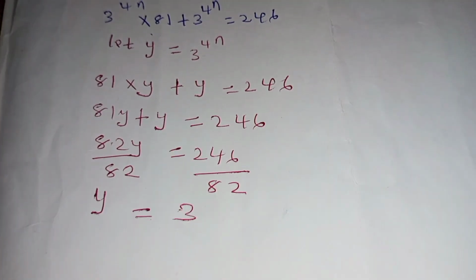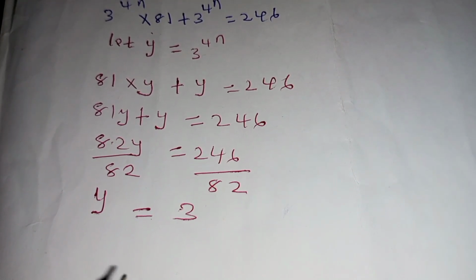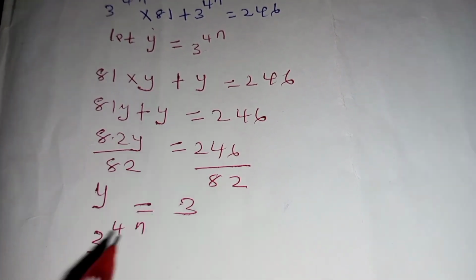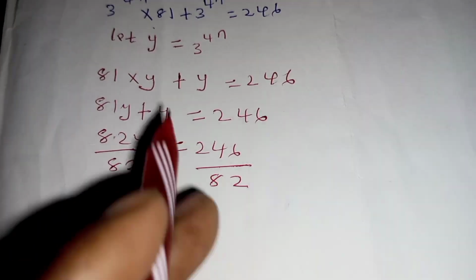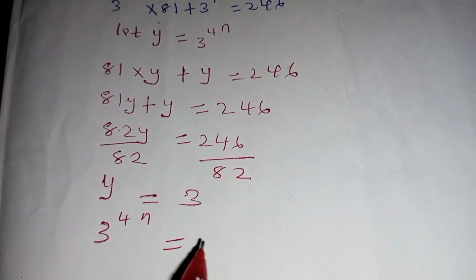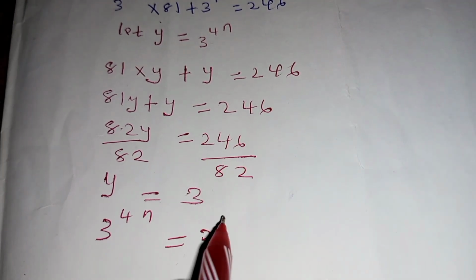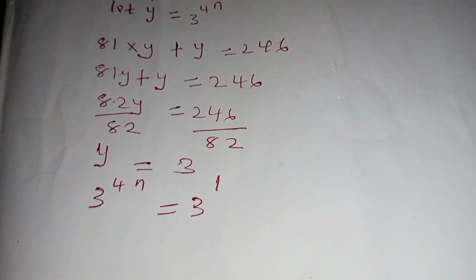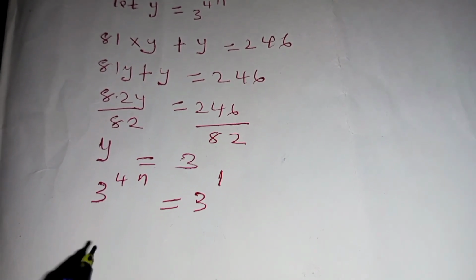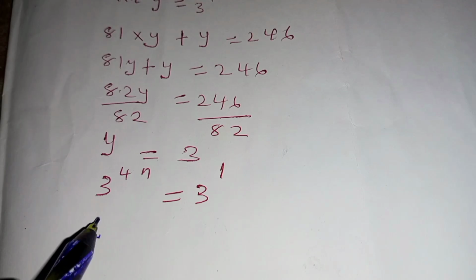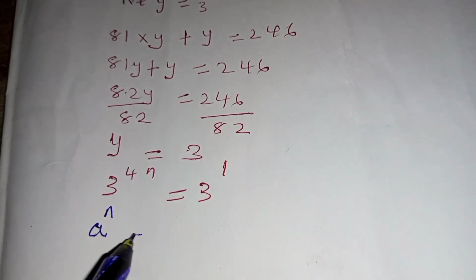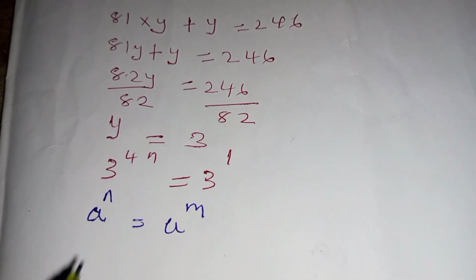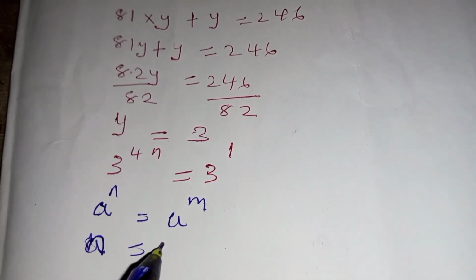Then once you obtain the value of y, we substitute it back here, whereby we had y being equal to 3^(4n). So we shall have 3^(4n) being equal to y. Our y is 3. 3 is the same as 3^1 because 3^1 is 3. Now in this case, we use the rule that when you have a^n being equal to a^m, then n is equal to m.